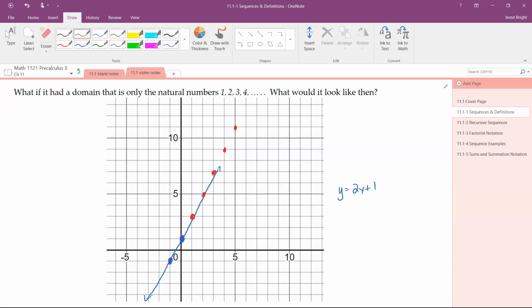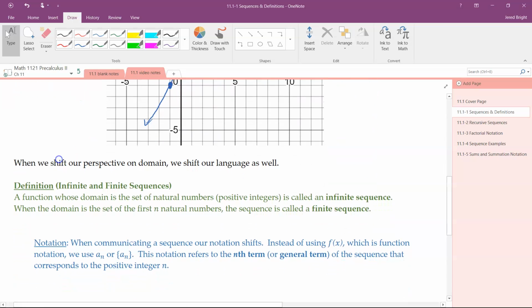Because of my different domain, I have a subset of the outputs. I don't have all the values in between, and in particular, I don't have anything 0 and under. So when we look at that series of red dots, I shouldn't say series, it's actually a sequence of red dots, forms what we call a sequence, because of that shifting in domain. So when we look at any function, and we just change the domain to be the set of natural numbers, also known as positive integers, that just forms an infinite sequence. And similarly, if we're looking at just the first n of them, that becomes a finite sequence.